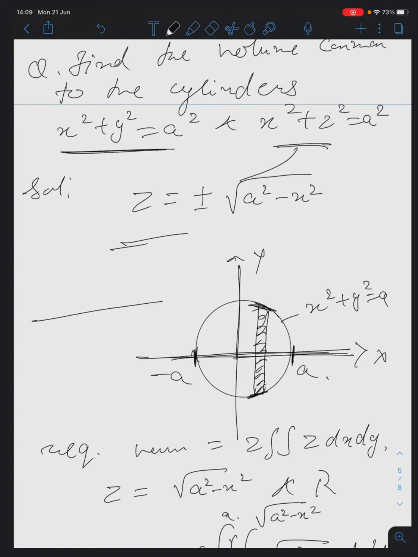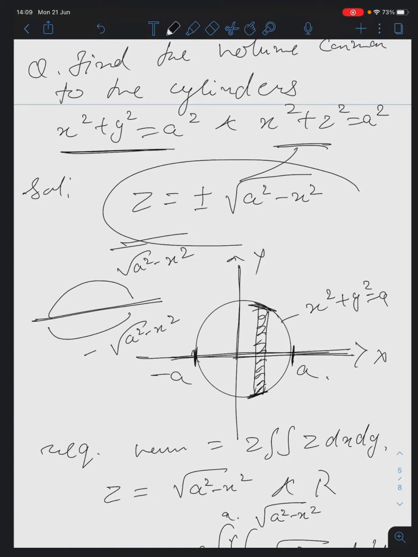The above part is root over of a square minus x square, and the below part is minus root over of a square minus x square. Since in the xy plane this circle is symmetric, therefore I have written 2 times of that.